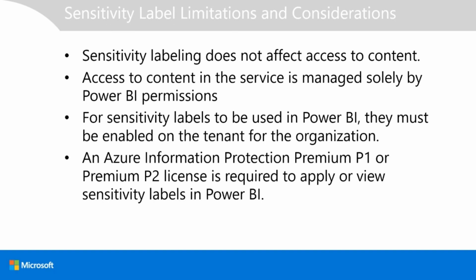Sensitivity labeling does not affect access to content. Access to content in the service is managed solely by Power BI permissions. For sensitivity labels to be used in Power BI, they must be enabled on the tenant for the organization. And an Azure Information Protection Premium P1 or Premium P2 license is required to apply or view sensitivity labels in Power BI.